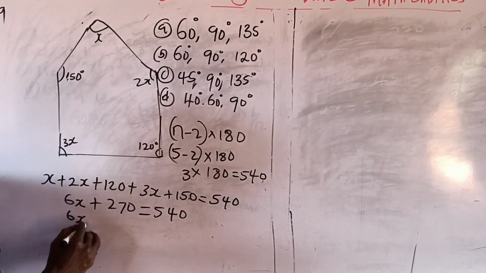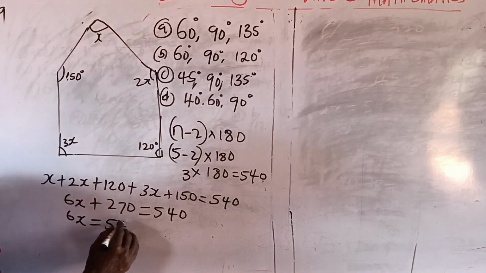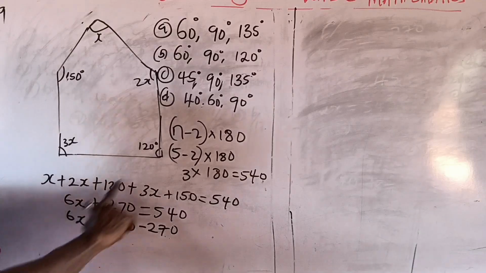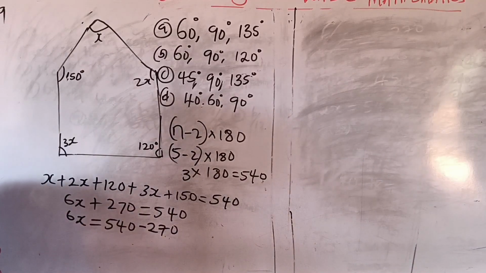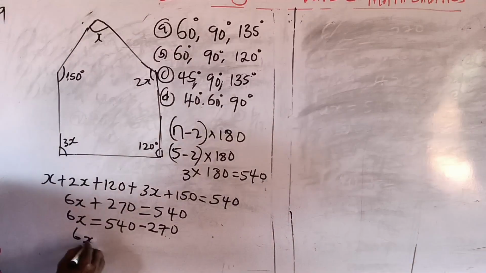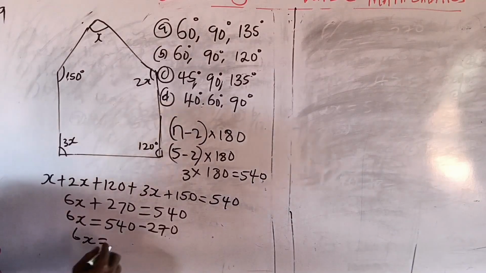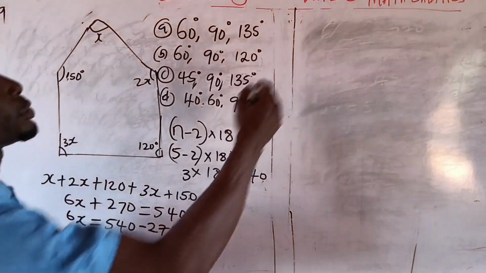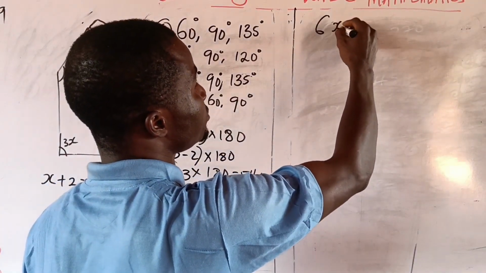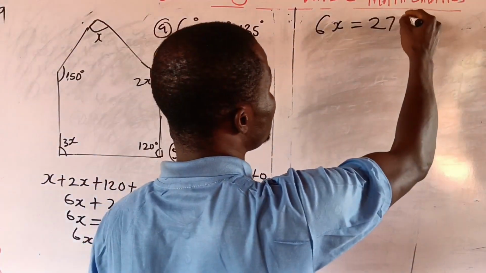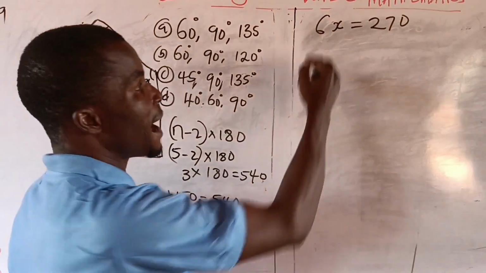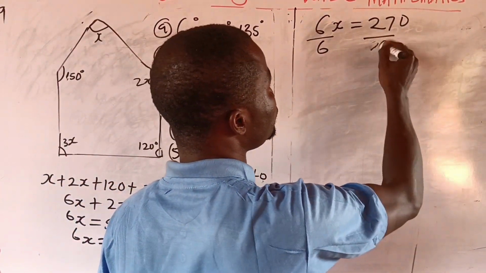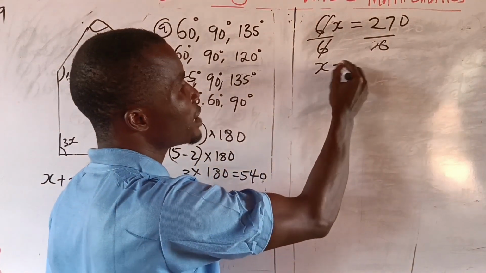So we are going to have something like this. 540 minus 270, because once a positive sign crosses the equality sign, it becomes negative. So 6s will give us 540 minus 270, which is 270. Right? So now 6s equals 270. We are going to divide through by 6 in order to get our s. So 6 cancels 6, we have s.